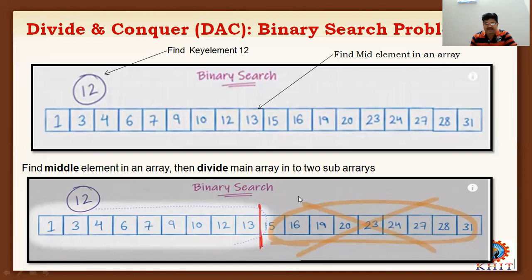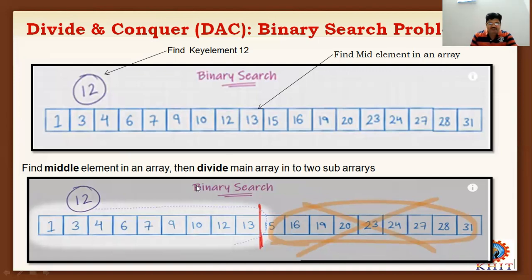Why we ignore the right side subarray is that we can compare the middle element with the key element. What is the middle element here? Middle element is 13 and the key element is 12. If the key element is less than the middle element, then go for searching at the left side. That's why we go for searching at the left side subarray. When we go for searching at the left side subarray, we simply ignore the right side subarray.